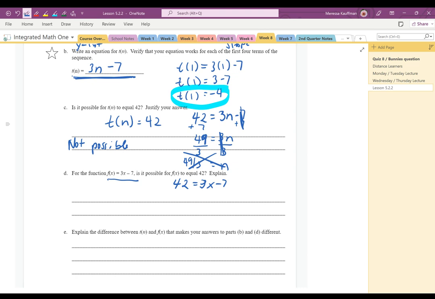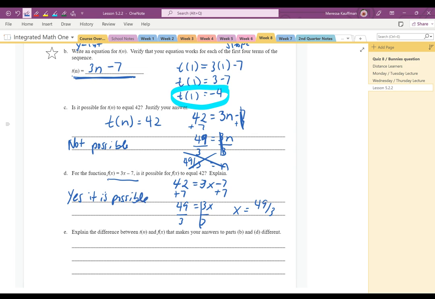We're going to do the same steps that we did up here. We're going to add 7 to both sides. 49 is equal to 3x. We're going to divide both sides by 3. That goes away. x is equal to 49 over 3. Now, it's the same answer. But with a function, does it matter that we have a fraction or not? And the answer is no, it doesn't matter. So, is it possible? Yes, it is possible.